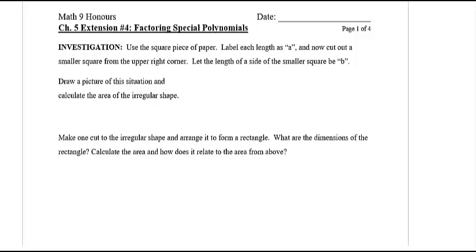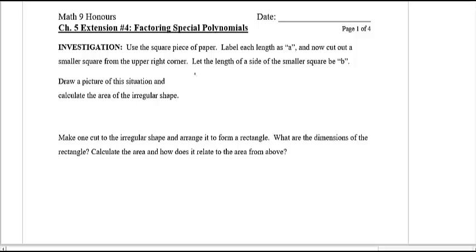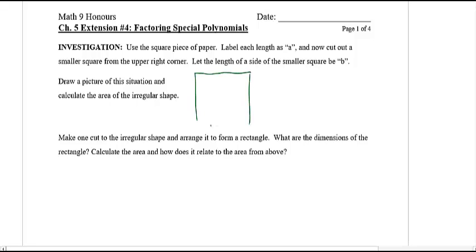I will draw what you're supposed to do, but I like to label each length of the side of the square piece of paper as A. So A and A. And I want you to cut out a smaller square from the upper right corner. So in here, just get rid of a nice square. Let the length of each side of this square be B. Now, what's left over is this piece. I want you to make one cut of this irregular shape, right here.